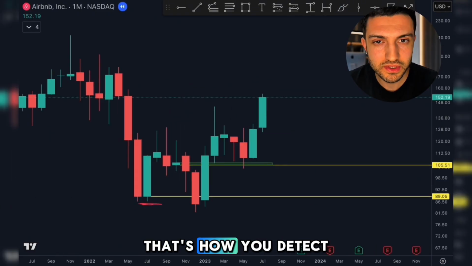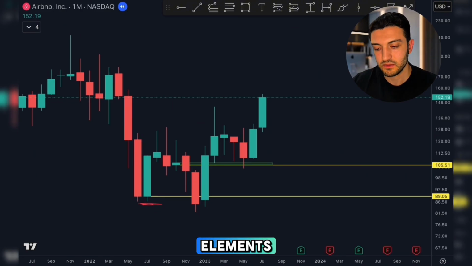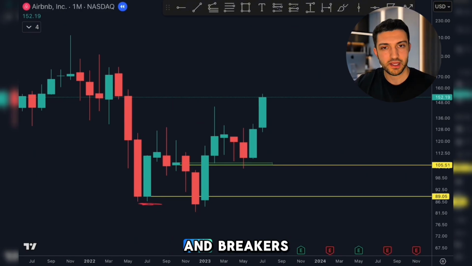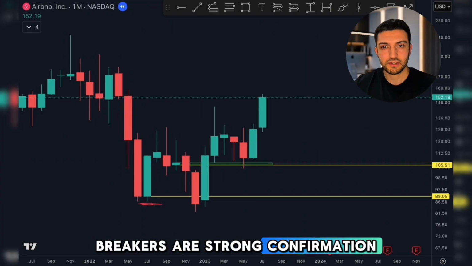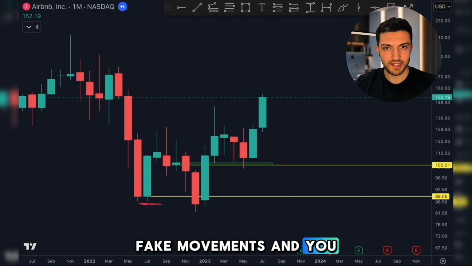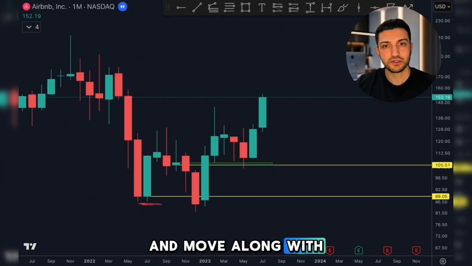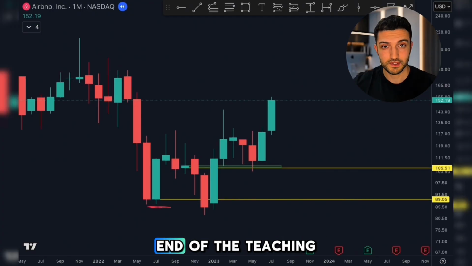So that's it. That's how you detect and use the institutional trap by using only two elements, which are quarterly openings and breakers. Breakers are a strong confirmation because it is already a concept that confirms fake movements. When you see institutionals are faking, you can see the real direction and move along with institutional traders. So that was the end of the teaching.